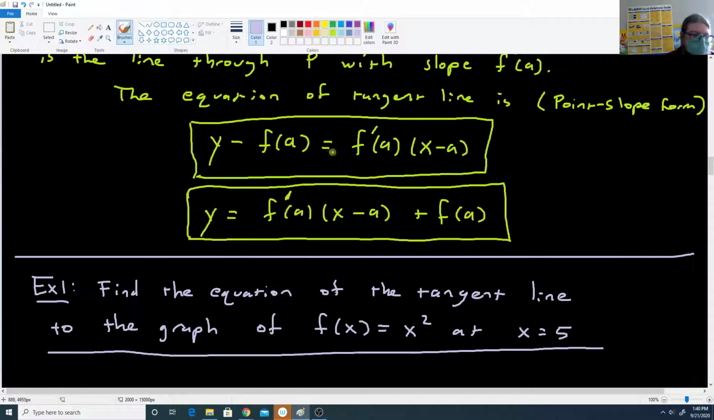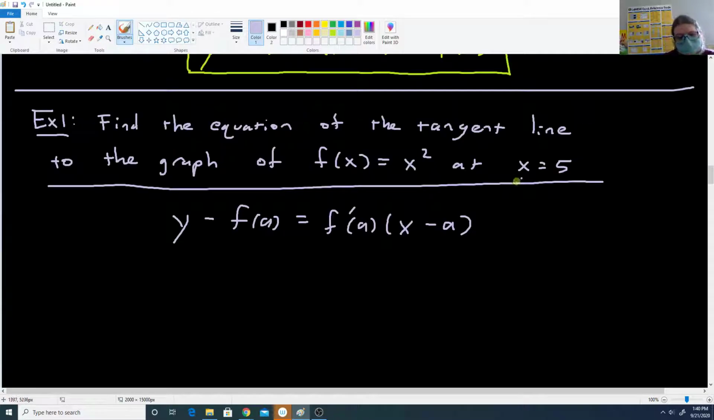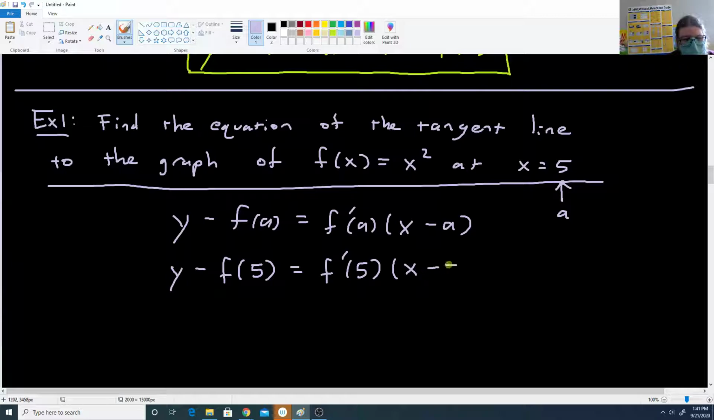So we're going to use the first form here. We'll use this form of our equation of a tangent line: y minus f of a equals f prime of a times x minus a. They told us x equals 5, so that tells me the a value we're looking for the tangent line at is going to be 5. So we really have y minus f of 5 equals f prime of 5 times x minus 5.